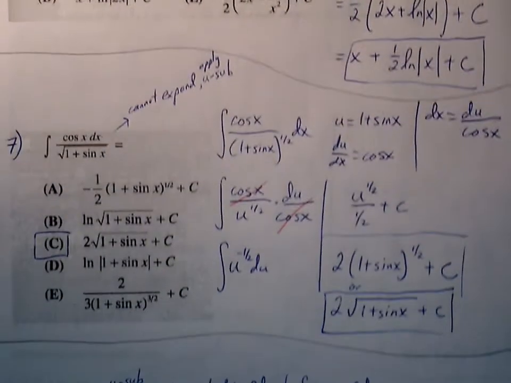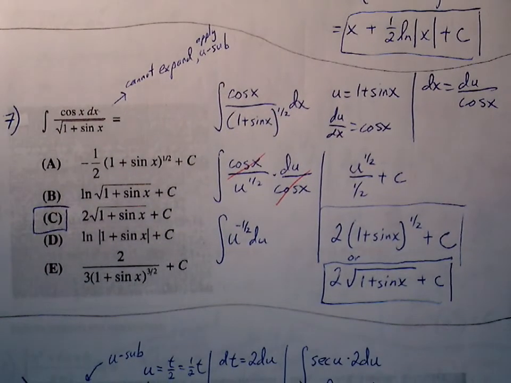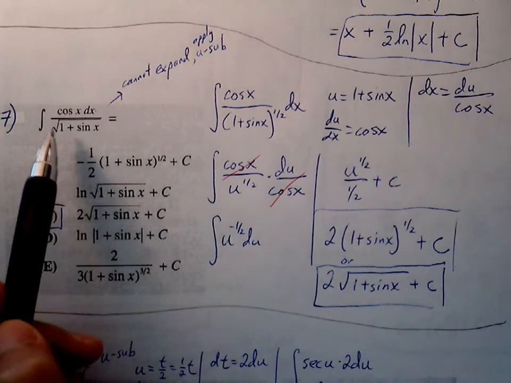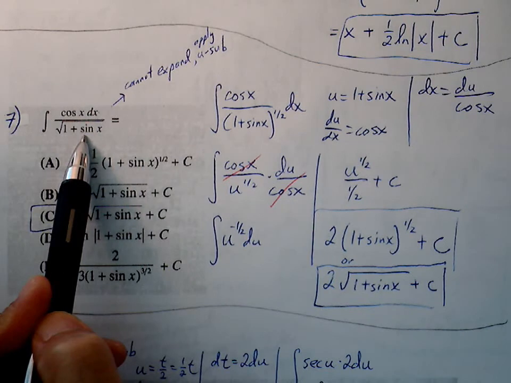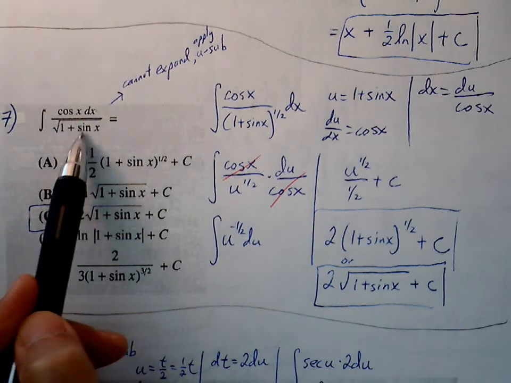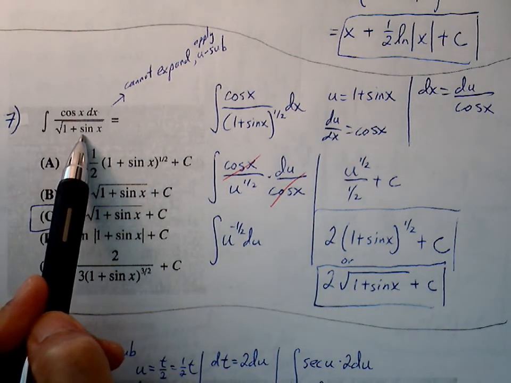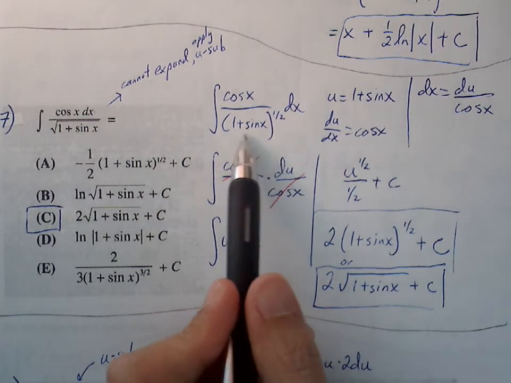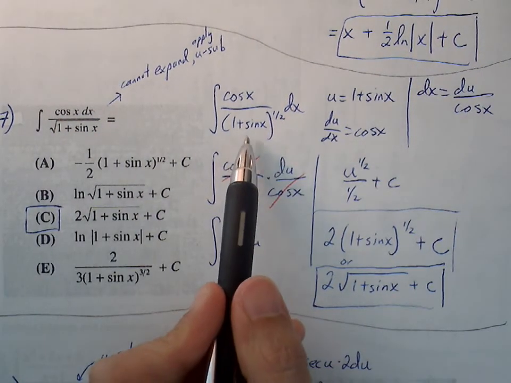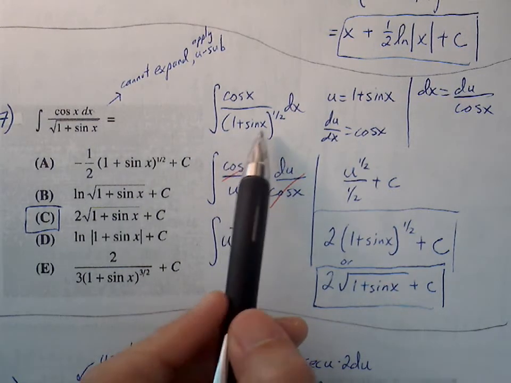All right, number 7. We look for expansion first, but there's not much we can do with the denominator. Let's explore the possibility of u substitution. So maybe it has to do with something with the denominator. Let's get a parenthesis to show up. We have a radical there, so rewrite it as parentheses 1 plus sine x quantity to the 1/2.